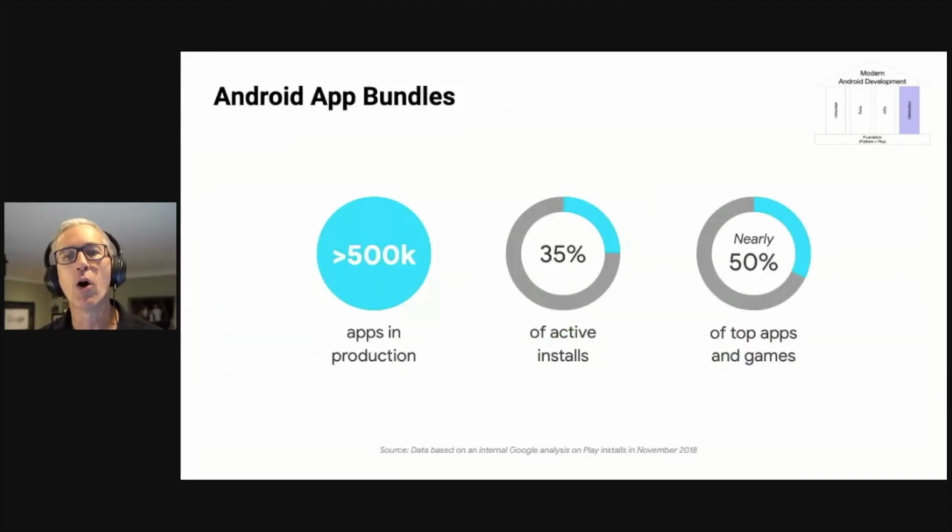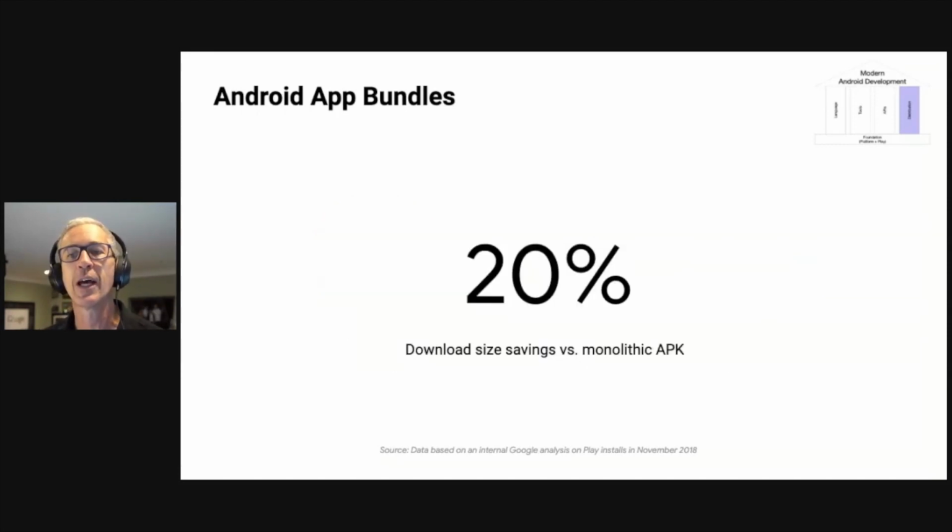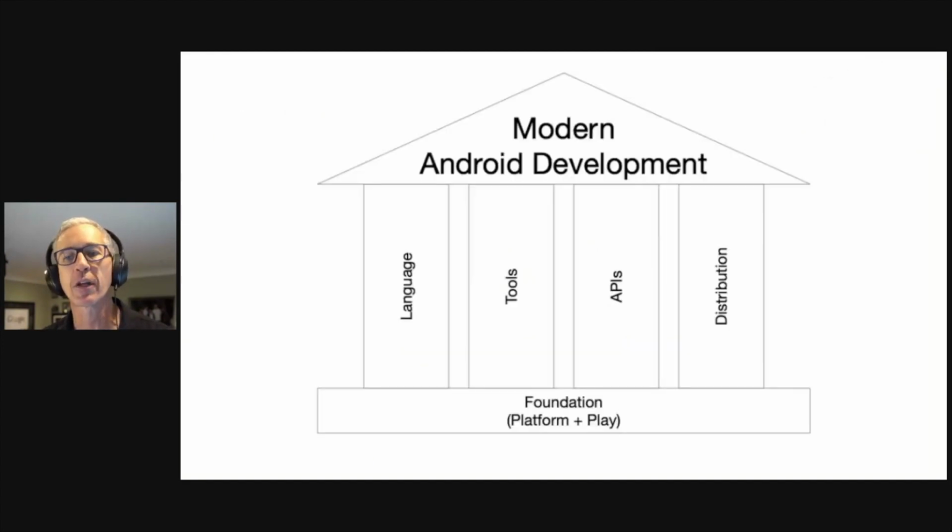There are over 500,000 apps using app bundles in production. 35% of active installs happening are using app bundles, and almost half of the top apps and games are using them so far. So pretty good uptake so far, but we do recommend that developers look seriously at this for your applications. In general, an average number is 20% size savings versus that monolithic APK situation.